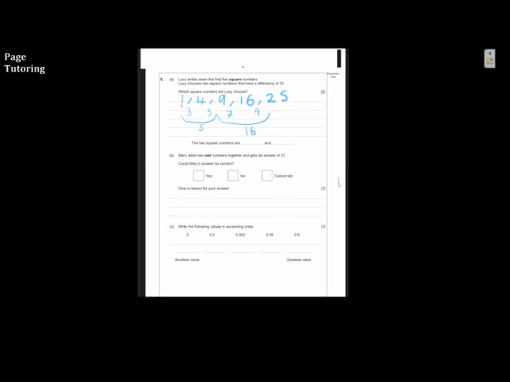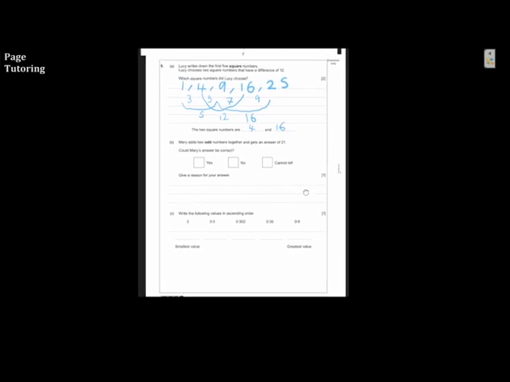Doing this method of doing every other number, there's only 2 numbers we've not done, and that's 4 and 16. So the difference between 4 and 16, voila, would be 12. So now the 2 square numbers are 4 and 16.